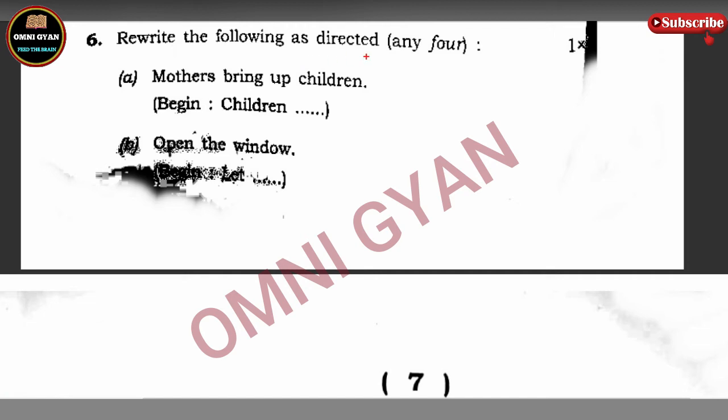Rewrite the following as directed. Any four. Mothers bring up children. This is voice change. You have to begin with children. Now bring is in present tense. So the sentence will be children, because children is plural, so children are brought up. Up is a preposition. Up cannot be deleted. You have to put up. The children are brought up by mothers.